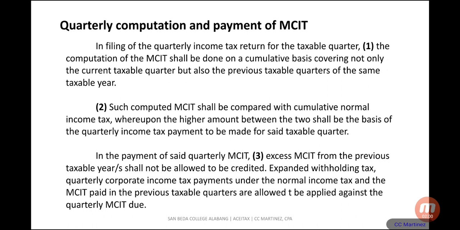Expanded withholding tax, quarterly corporate income tax payment under the normal income tax, and the MCIT paid in the previous taxable quarters are allowed to be applied against the quarterly MCIT due. So, just like yung computation natin kanina, hindi tayo nagbabawas na excess MCIT kapag ang babayaran natin is MCIT. Ginagamit lang natin yung excess MCIT kapag ang babayaran natin is yung RCEIT. Again, ginagamit lang natin yung excess MCIT kapag ang babayaran natin is yung RCEIT. Okay? So, gamitin na natin yung illustration para mas madali maintindihan.